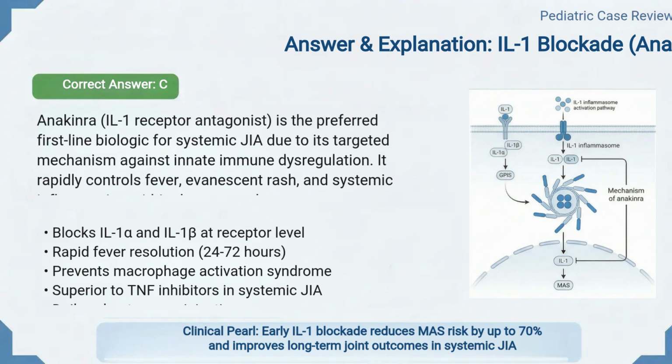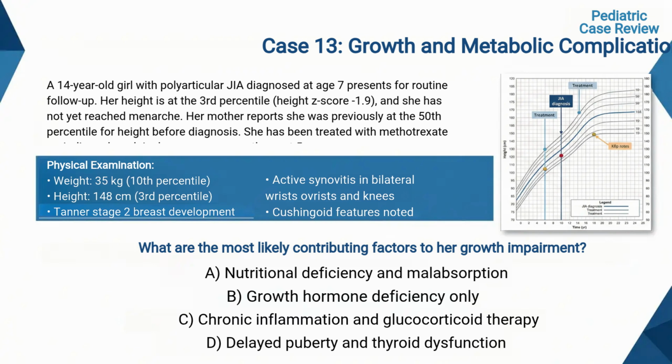This is critical. Tumor necrosis factor inhibitors like etanercept and adalimumab are largely ineffective in systemic juvenile idiopathic arthritis because the disease is driven by innate immune overactivation, not adaptive T-cell or tumor necrosis factor alpha pathways. Clinical Pearl. Early interleukin-1 blockade reduces macrophage activation syndrome risk by up to 70% and improves long-term joint outcomes in systemic juvenile idiopathic arthritis.